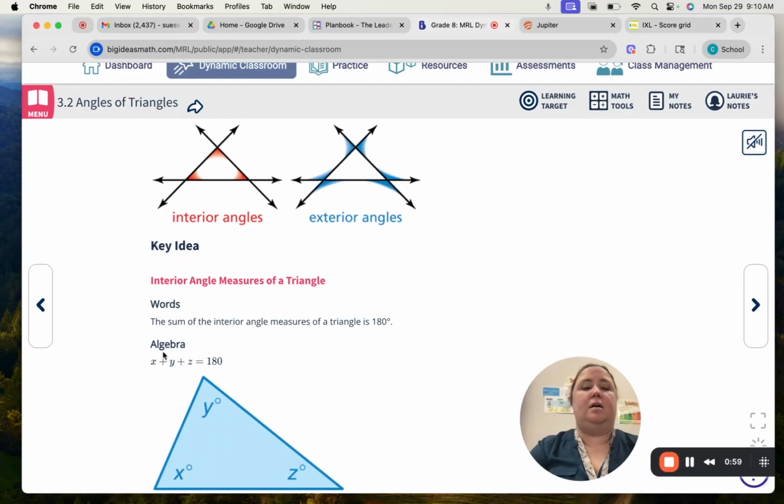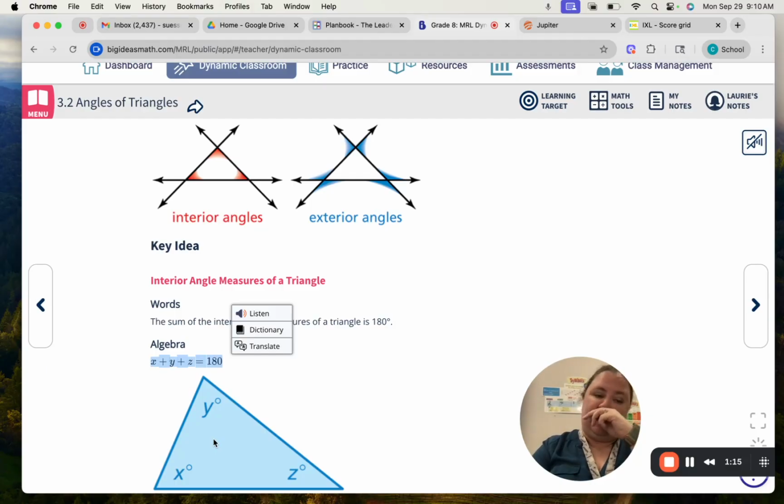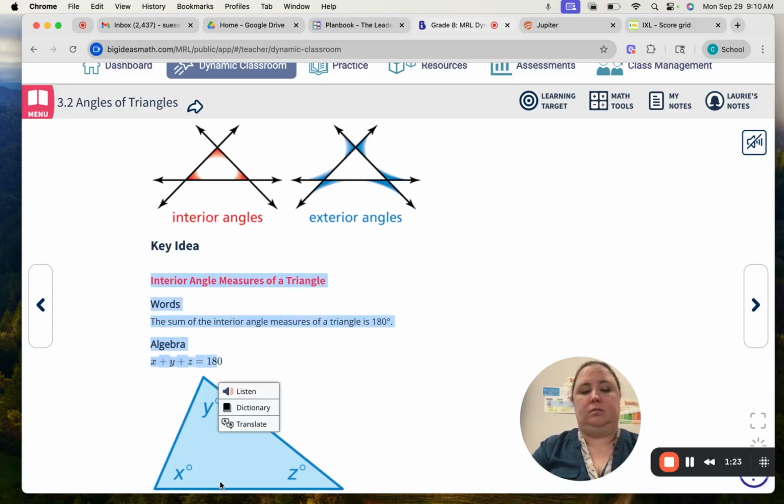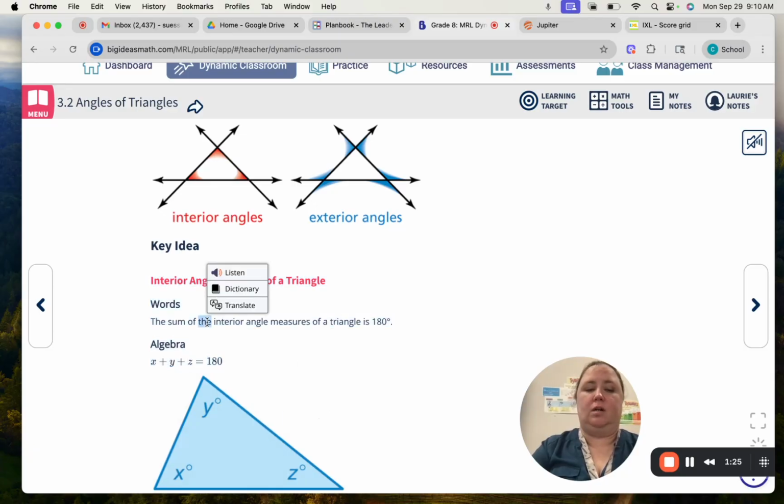The sum, this one needs to be in your journal, of interior angle measures of a triangle equals 180. So all 3 angles added up equals 180. You can either write the words or the algebra. X plus y plus z equals 180. But if you write the algebra, then you have to draw the triangle with the angles labeled. If you just write the words, that's fine.